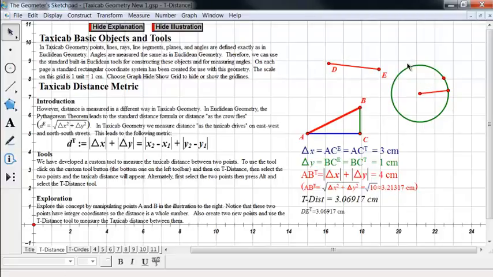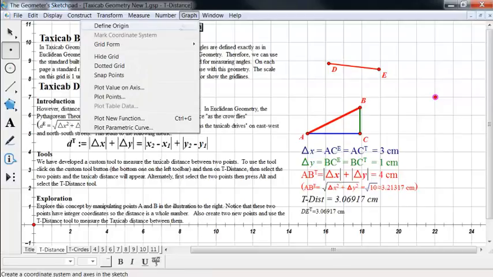Now what we want to do is make the same kind of object, the same definition, in Taxicab: a Taxicab circle. Well, what would that be? Let's start by thinking about it here. If we start here, and let's say we want to find all the points at distance 1. Well, the grid lines are 1 apart, so we'll just go to snap points.